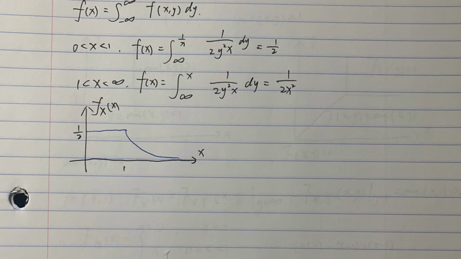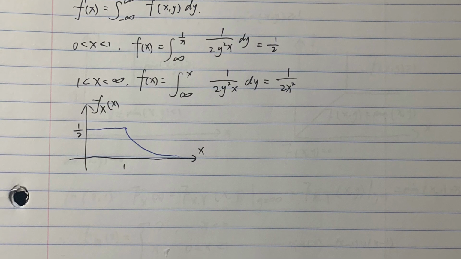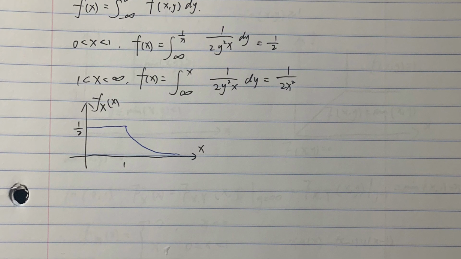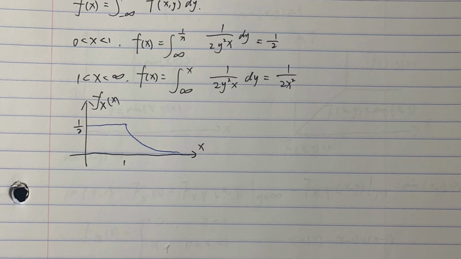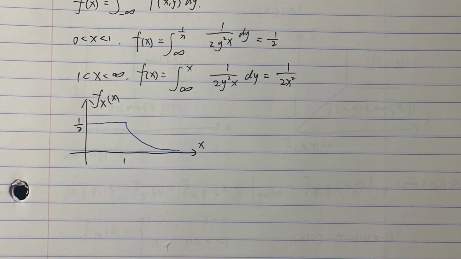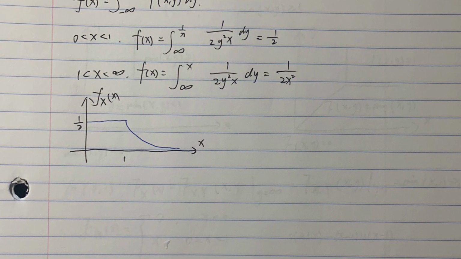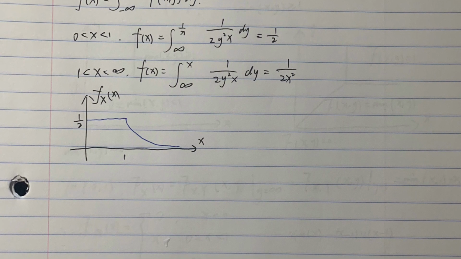And I show the graph in the end. There's a slope that starts from 1 over 2 on the y axis, and when it gets to x equal to 1 it goes down and continues to infinity.